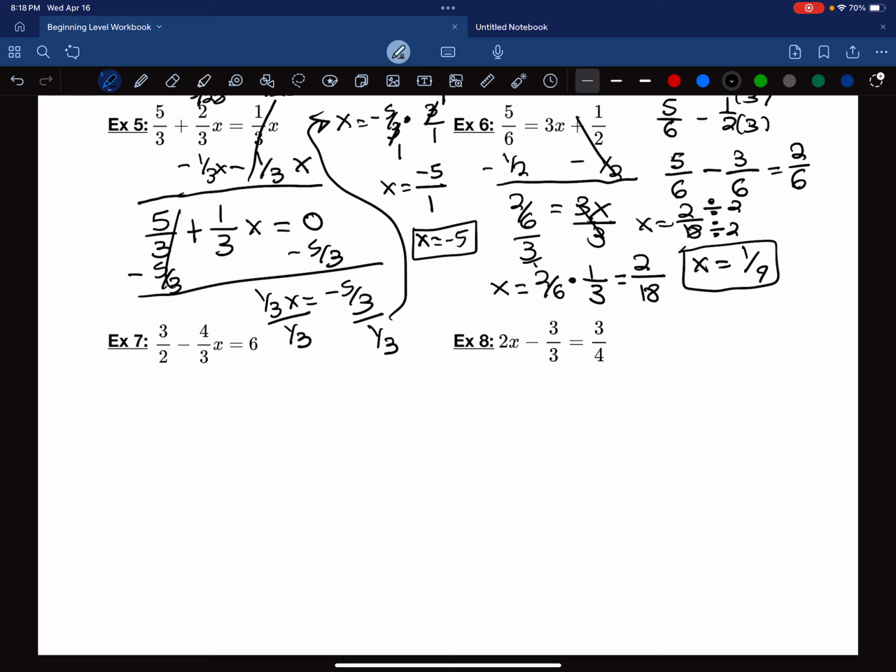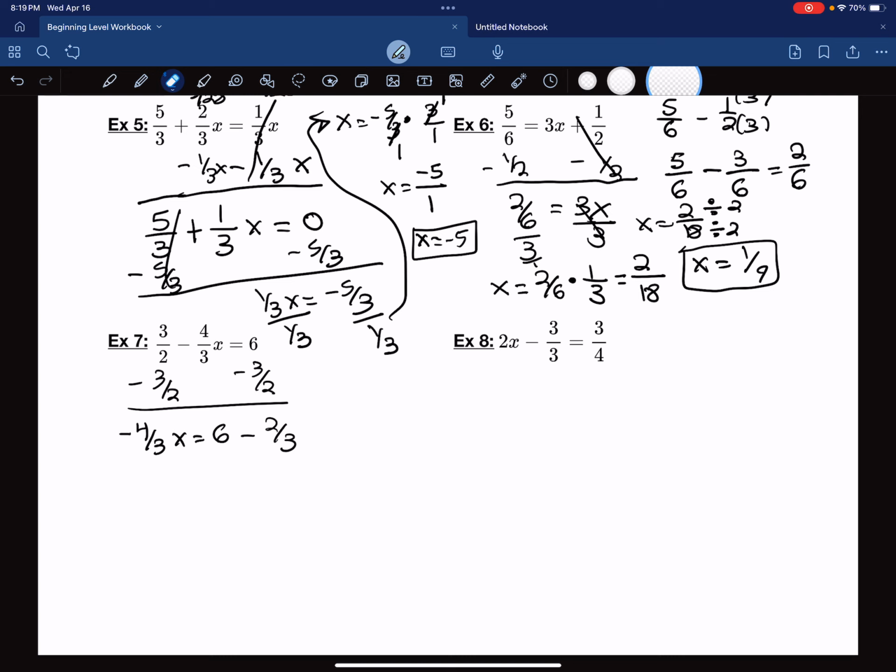So we have 3 over 2 minus 4/3 x equals 6. So I'm going to subtract 3/2 on both sides. So you get negative 4/3 x equals 6 minus 2/3. So I'm going to do the side work here. I'm going to do 6 minus 2/3. We can put the 6 over 1 and then multiply by 3 on both sides to get a common denominator. So we're going to get 6 over 3 minus 2/3, and 6 minus 2 equals 4. So we got 4/3.